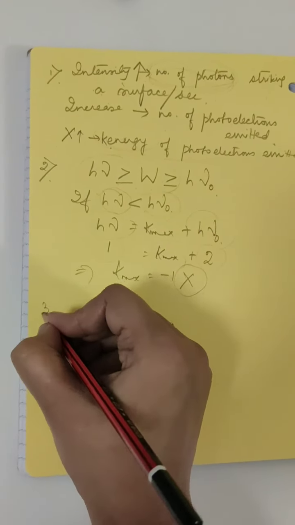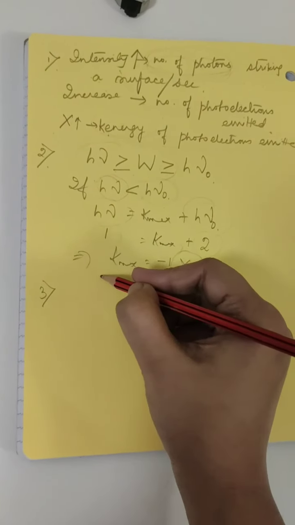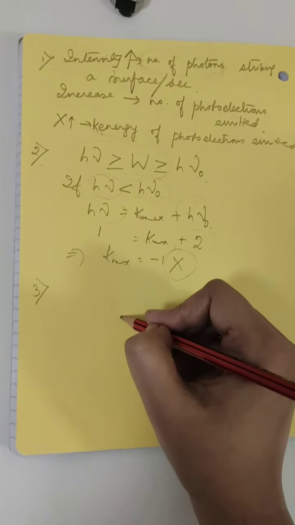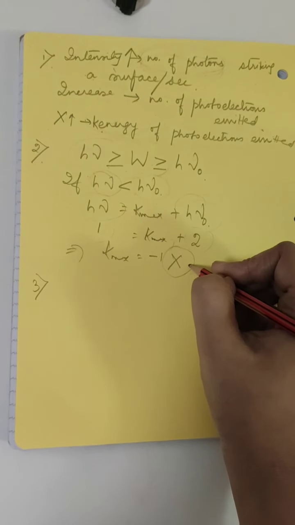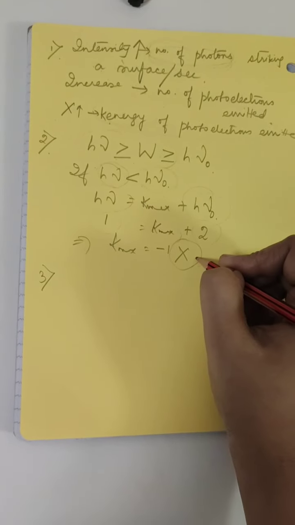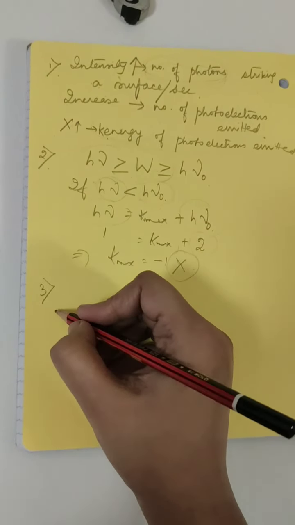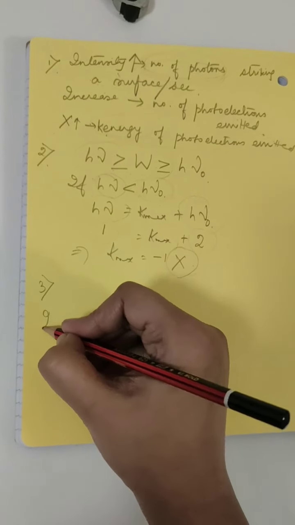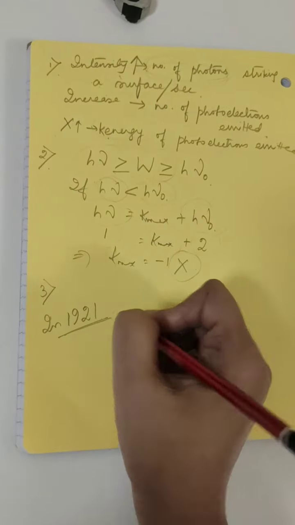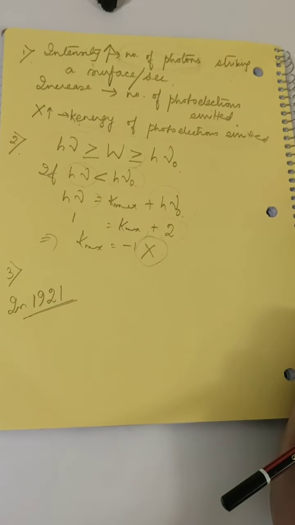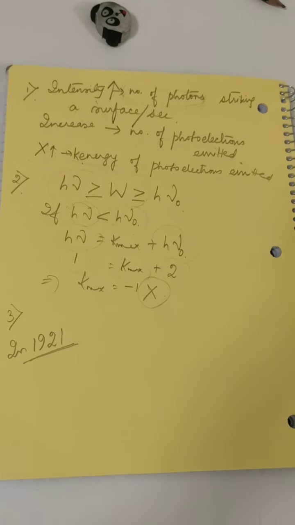Third, there is no time lag between the incidence of the photon on the metal surface and the ejection of the electron. And with all this explanation of the photoelectric effect, in 1921, Albert Einstein was honored with the Nobel Prize. Now, we are going to do a few numericals.